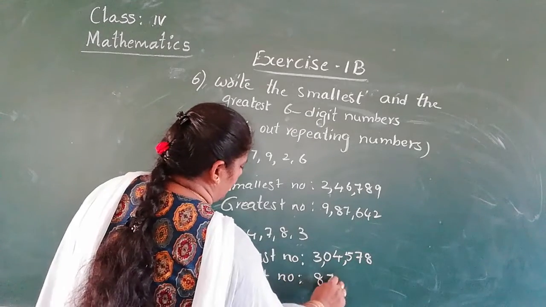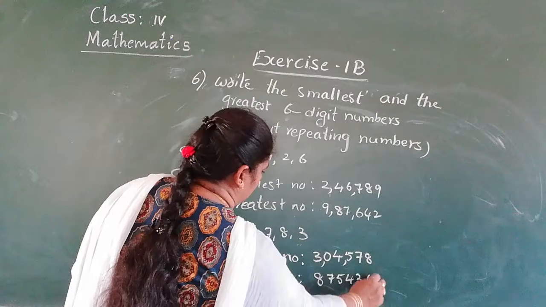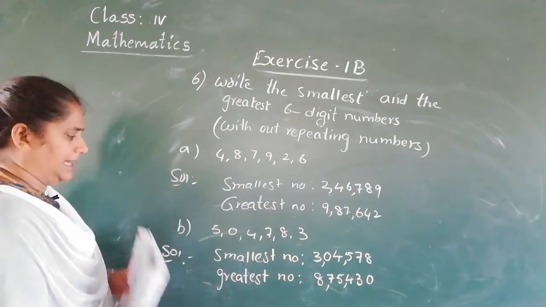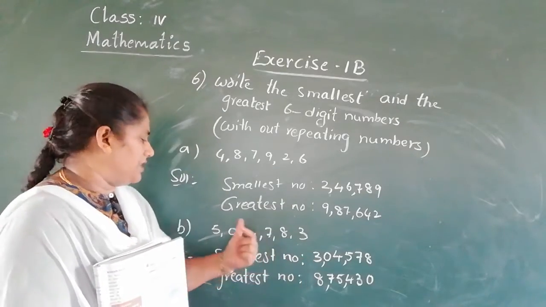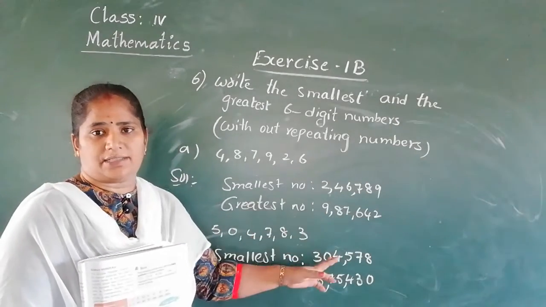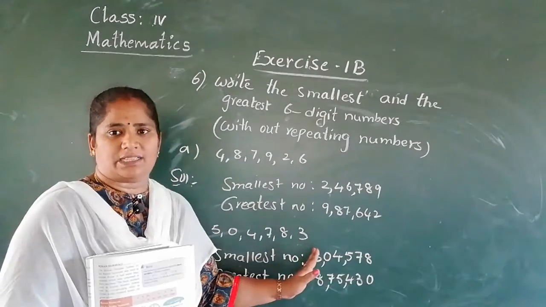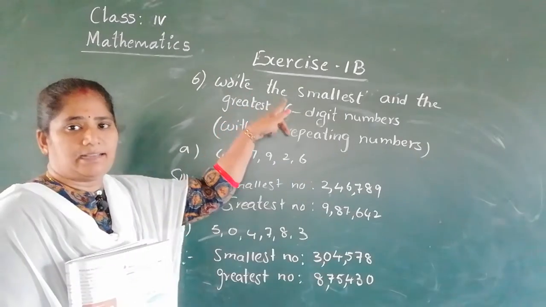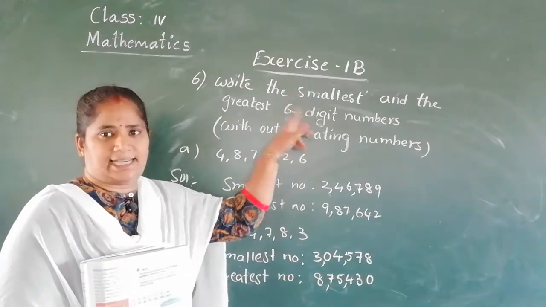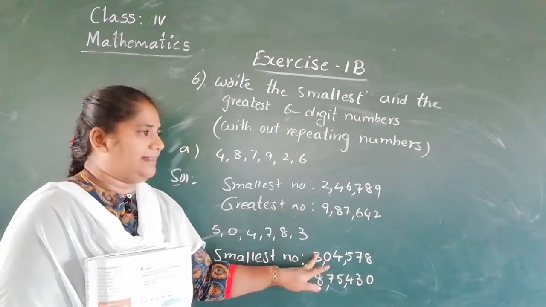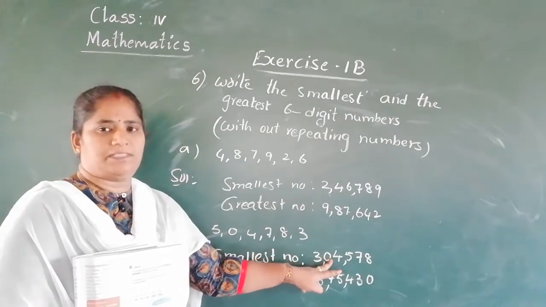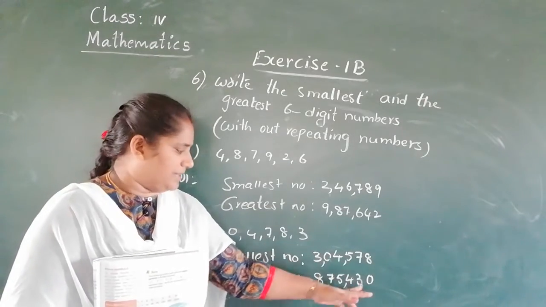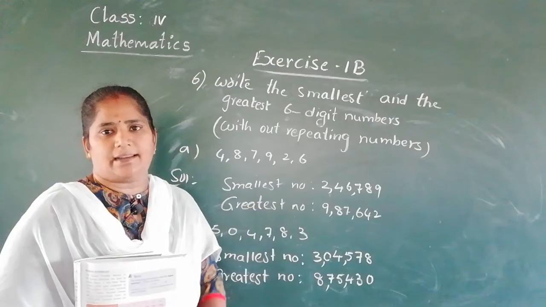Then greatest number. 8,75,430. Okay, 8,75,430. So while writing the smallest number, if the 0 is given, don't start with 0. If you start with 0, left side 0 has no value, then it becomes a 5-digit number. But what they are asking in the question is to write the smallest and the greatest 6-digit number. So write the next smallest number, after that you keep 0. Okay, Nana? But while writing the greatest number, you will write 8,75,430. Okay, is it clear to you, children?